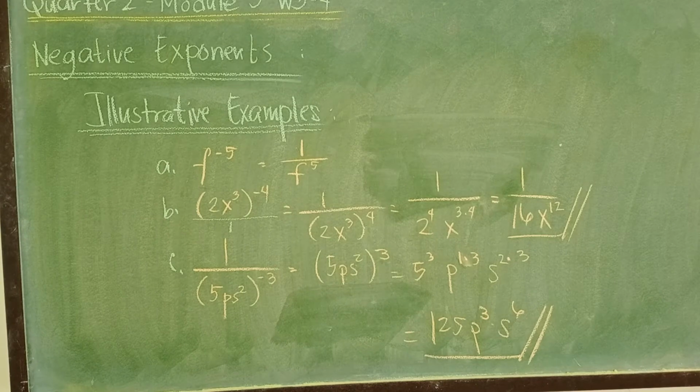Yung mga bases, isang beses mo lang nakikita. Halimbawa yung P at saka yung S, isa lang yung nakikita mong P, isa lang yung nakikita mong S. And then lahat ng fraction dapat nasa lowest term. And then pag lahat ng condition na yun is okay, ibig sabihin yung final answer mo is final na talaga.